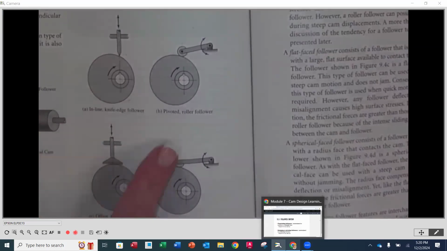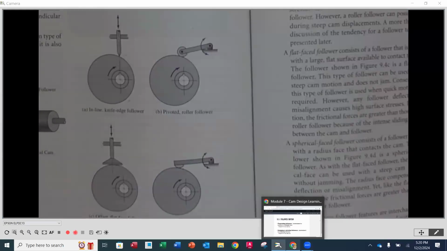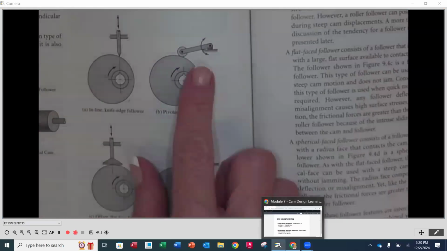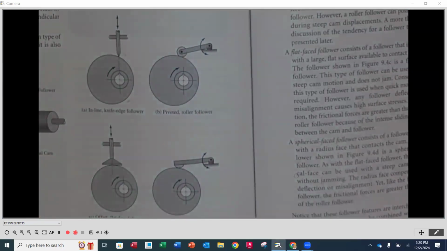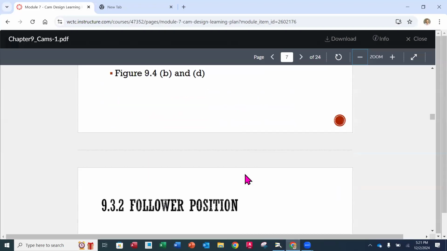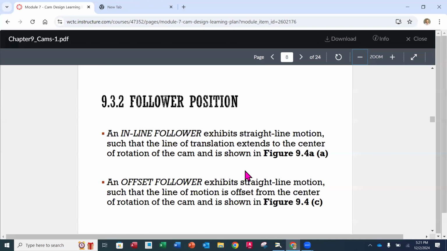On the other hand, for the pivoting over here, you can see how that motion is different. Now, it's kind of linear, but it is technically pivoting around a fixed center. So depending on how long that arm is, it's going to be either more of a radius, or it's going to be more linear. We already talked about follower position, inline or offset, and that is really just extending the travel center of the follower to see if it goes through the center of rotation of the cam. If it does, it's an inline. If it doesn't, it's offset.